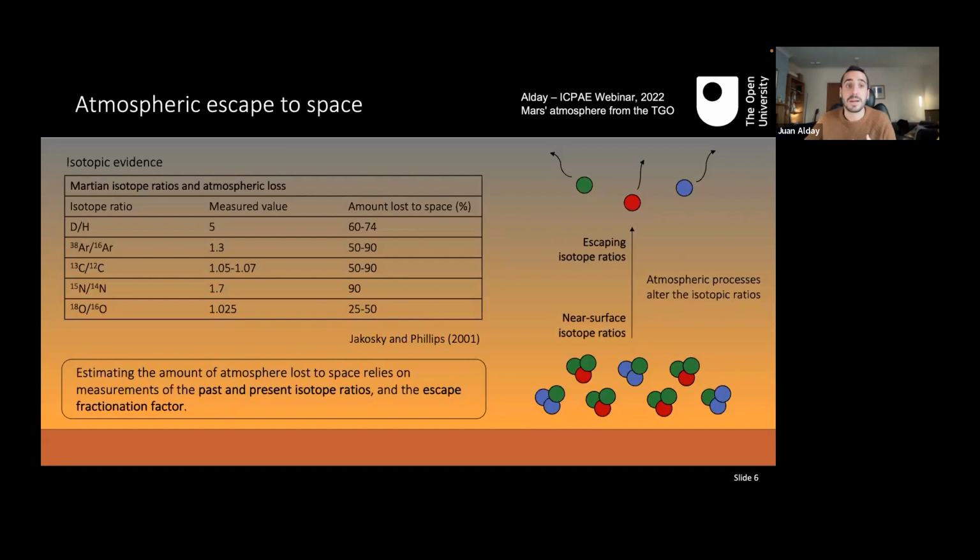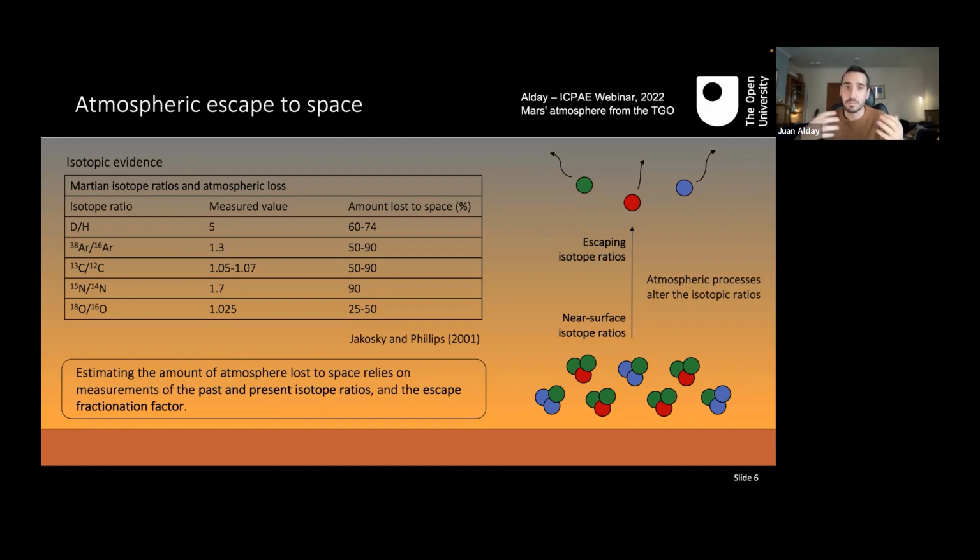And this is supported by the isotopic evidence. The isotopic evidence suggests that when we look at the isotopic ratios in the atmosphere in different species like hydrogen, argon, carbon, nitrogen, oxygen, these are generally enriched in the heavy isotopes with respect to Earth. The idea is that the lighter isotopes, when escape processes occur, can escape more easily than the heavier ones that tend to remain bound to the planet.